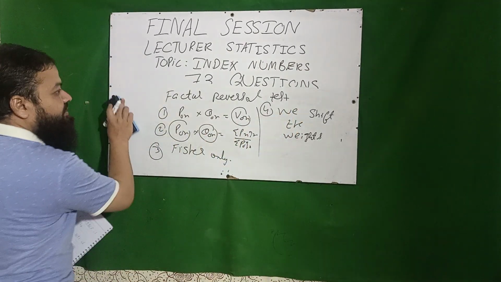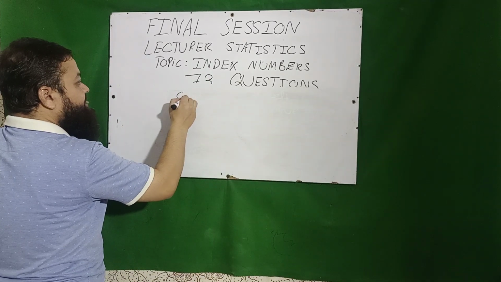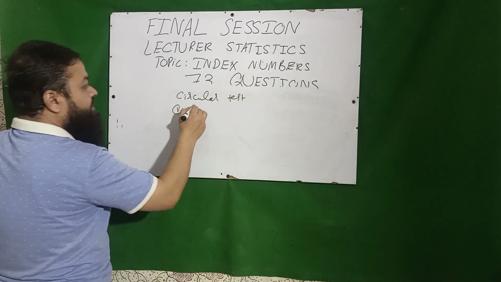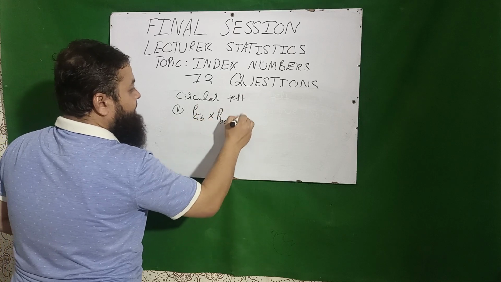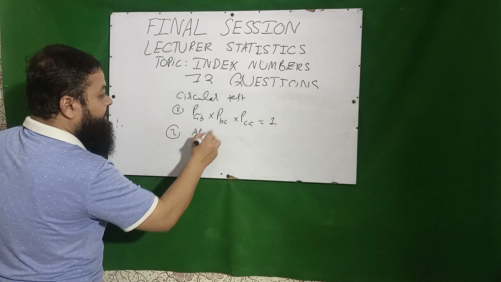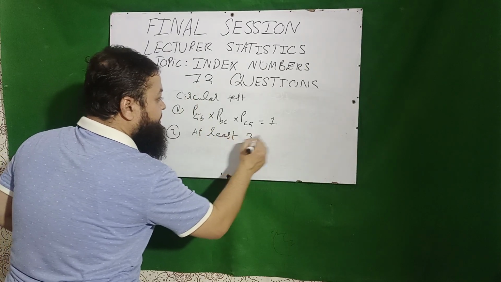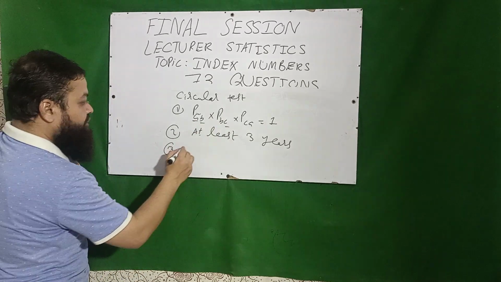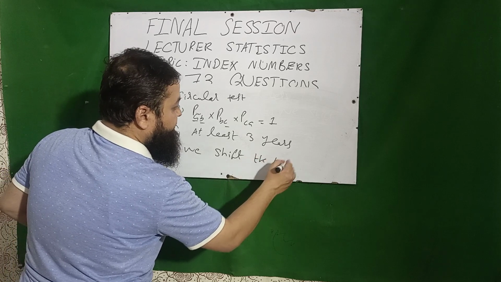Next question is the circular test. It has many important questions. Number 1, P naught PAB multiplied by PBC multiplied by PCA is equal to 1. Number 2, it needs at least 3 years. In time reversal, we need 2 years. In circular test, we need at least 3 years. You can just count 1, 2, and 3. And we shift the base, like in time reversal.